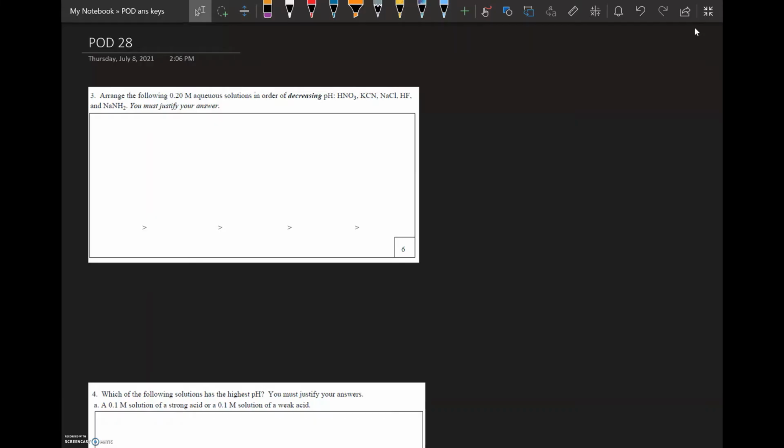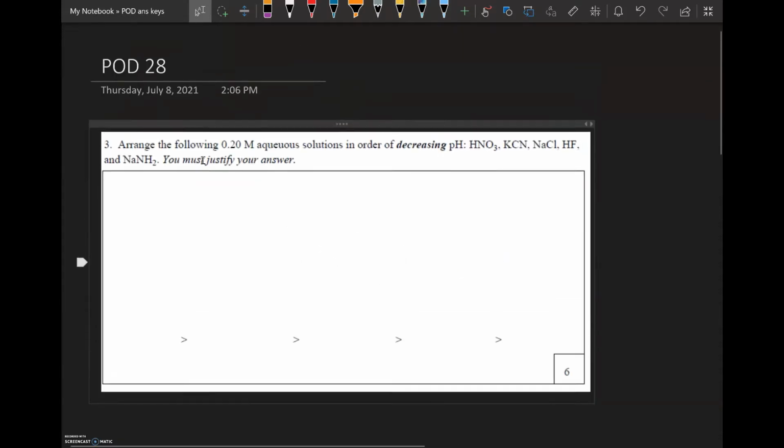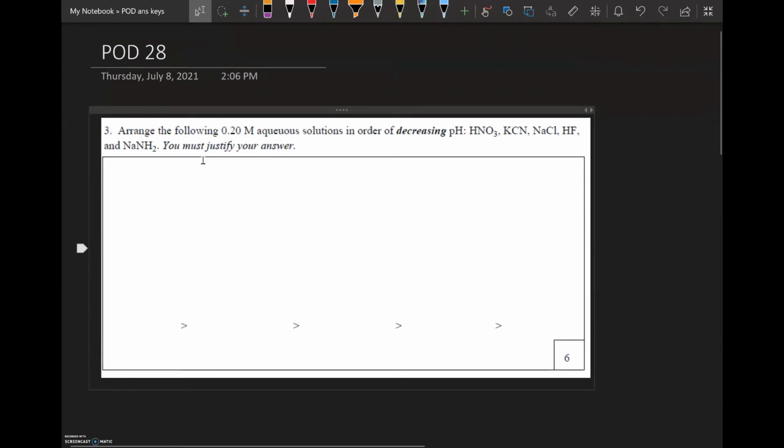Welcome back. So in this problem set, what we are going to be doing is working with, again, acids and bases. And I've got a couple problems for us to look at today. So we're going to get started with this first one here. For those that have the worksheets, it's POD 28.